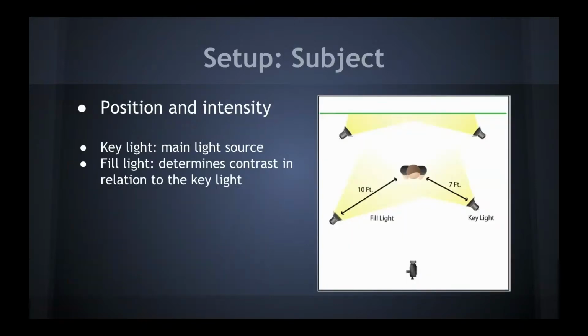So here's position and intensity. Key light, which should be your main light source, right? So it'd be the sun or an open window or something like that. And the fill, just like in normal lighting, the fill determines the amount of contrast in relation to the key. So the fill light is to get rid of the shadows as much as you need them to go away, depending on how much you fit into the actual scene.